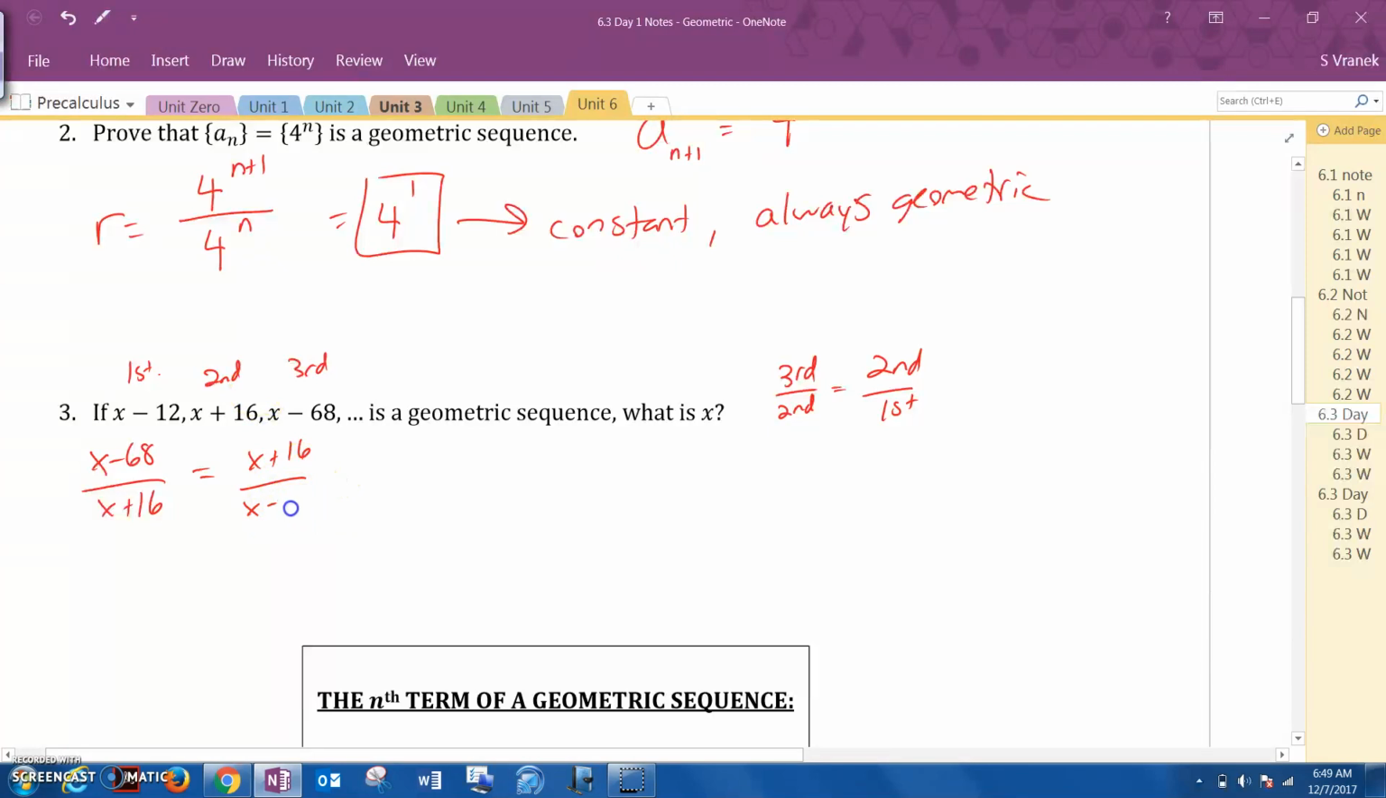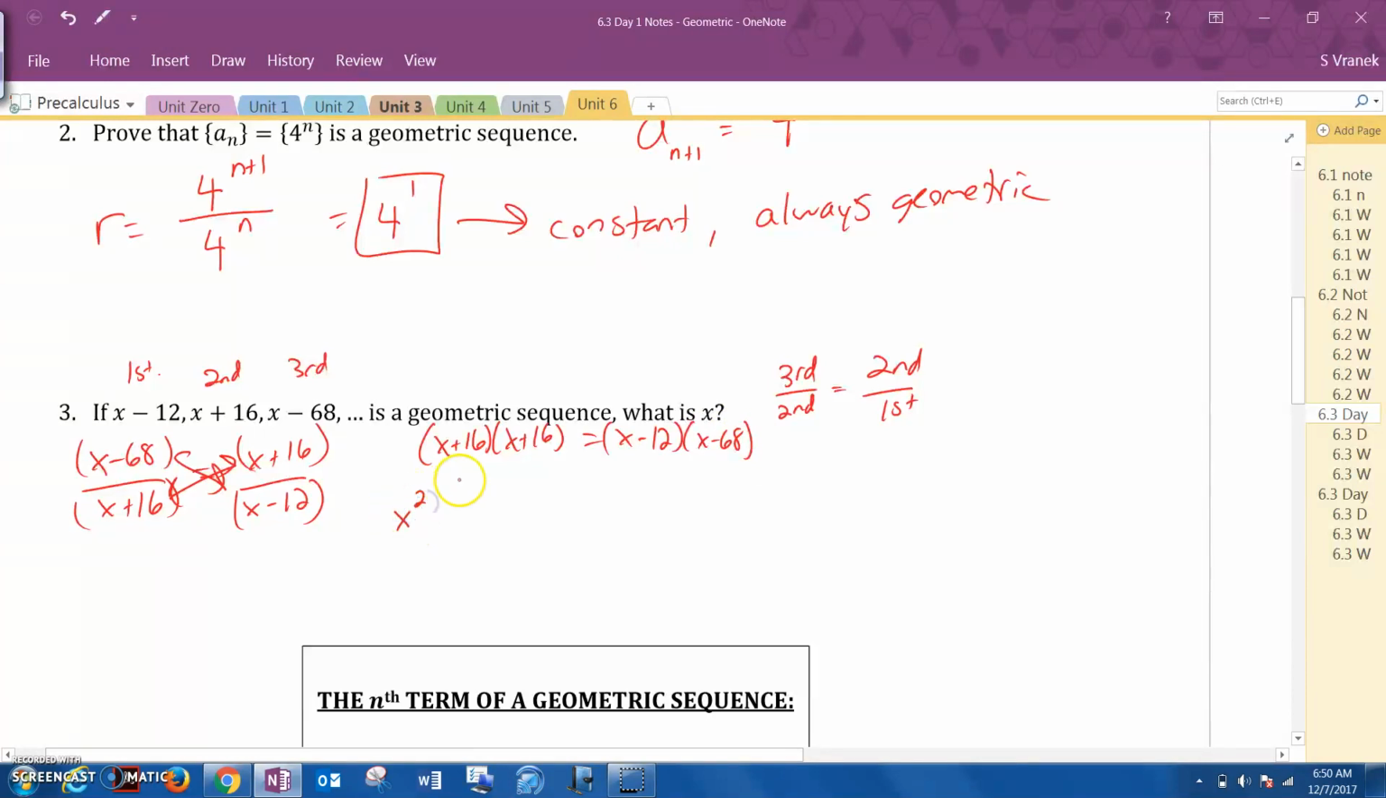That's a 12. So, next thing we're going to do is we're going to cross multiply and FOIL. So you're foiling these things together and these things together. We'll write it out over here. x plus 16 times x plus 16 equals x minus 12 times x minus 68. Okay, then you FOIL.